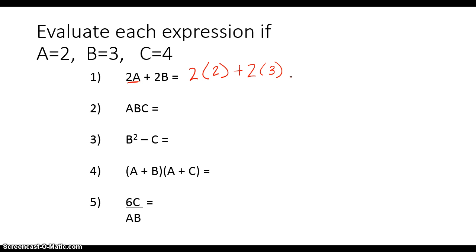Now I just use the order of operations to evaluate this expression. Since there's no operations to perform within the parentheses, and there are no exponents, I move on to multiplication. 2 times 2 is 4, and 2 times 3 is 6. Now I can add 4 plus 6 to get 10.